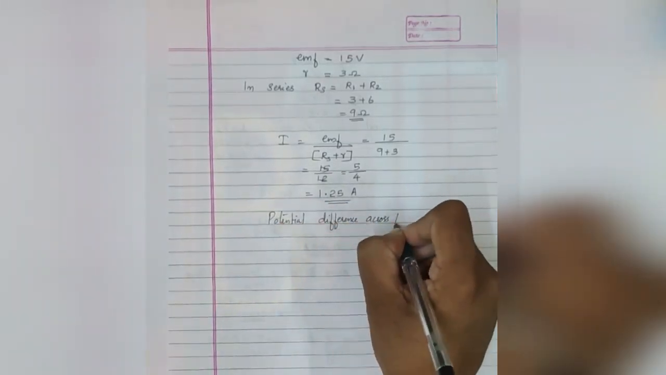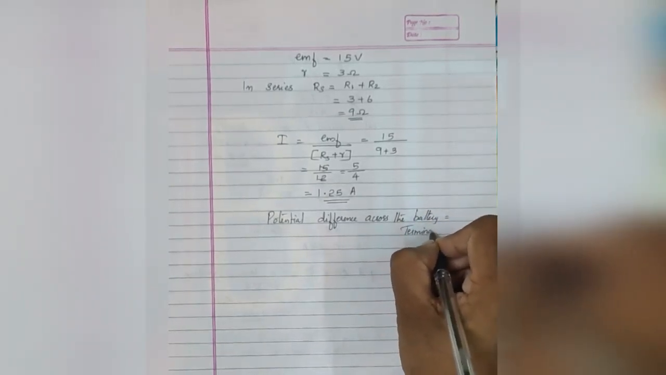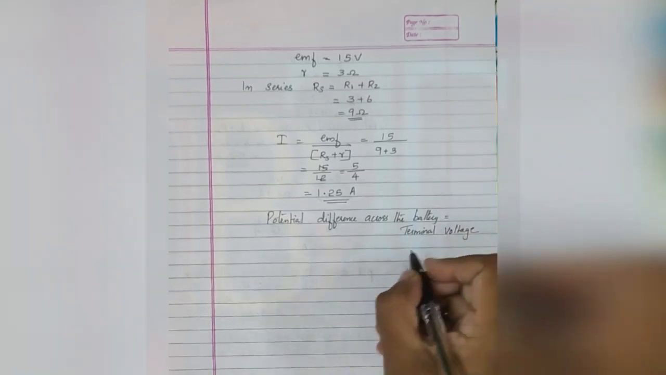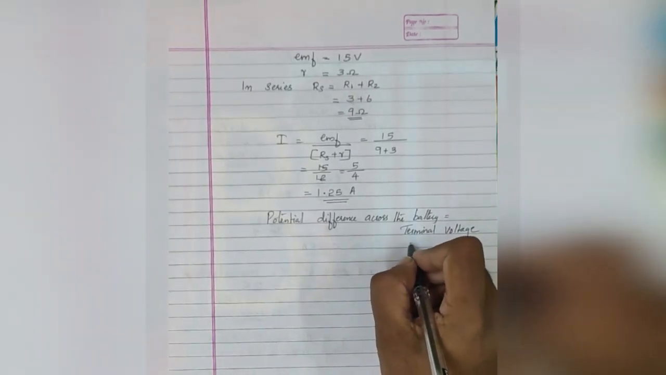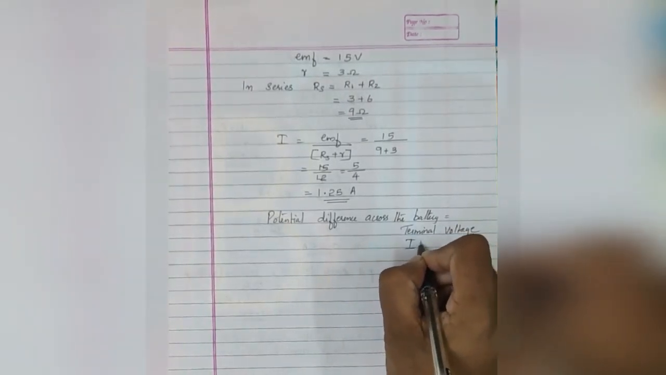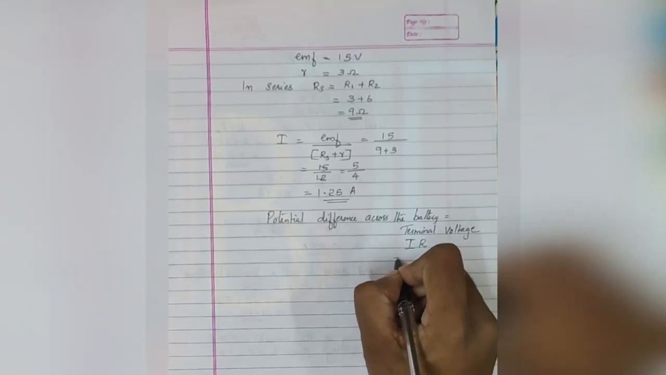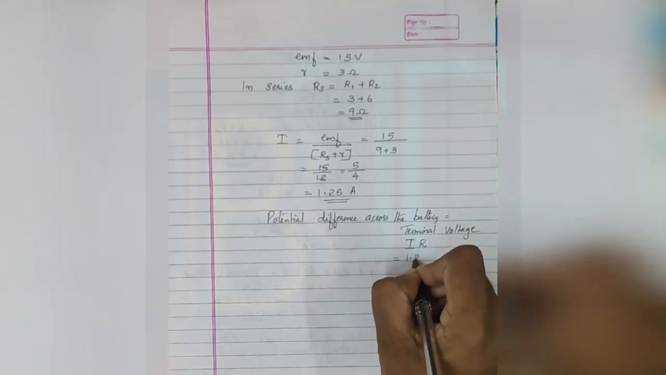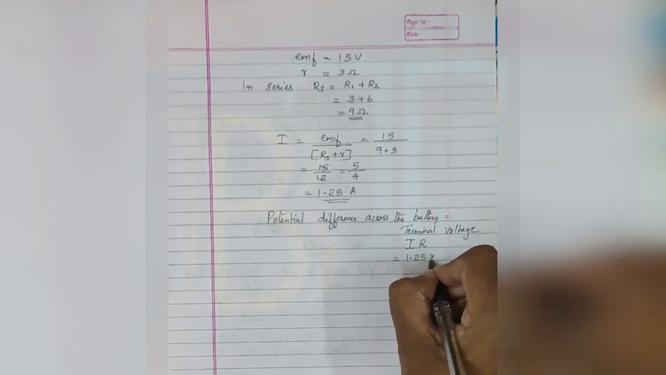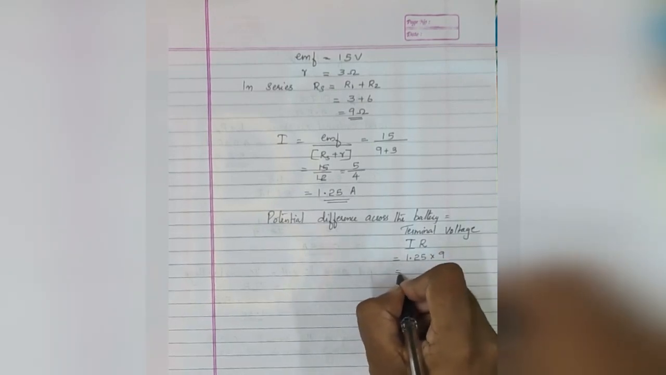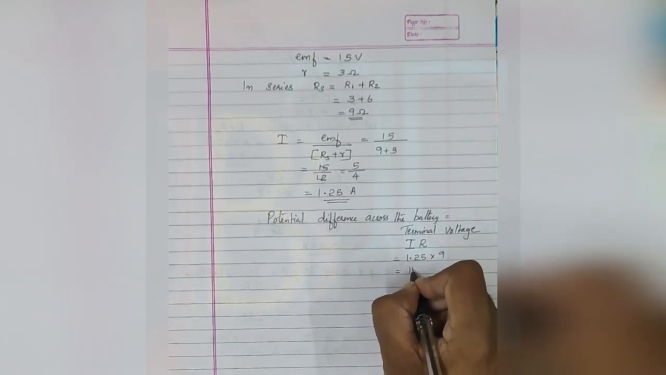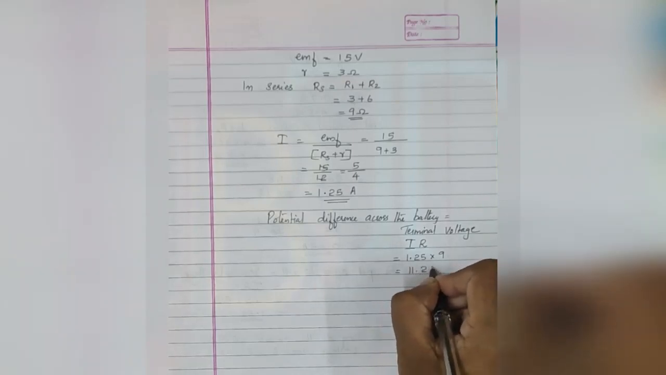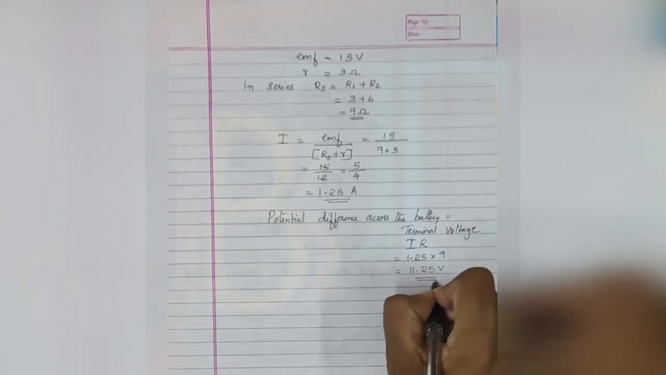When current is drawn through the cell, the potential difference across the battery is called terminal voltage. The equation of terminal voltage is current into external resistance. So it is 1.25 into external resistance 9, and on multiplying we will get 11.25 volt. So the answer is 11.25 volt.